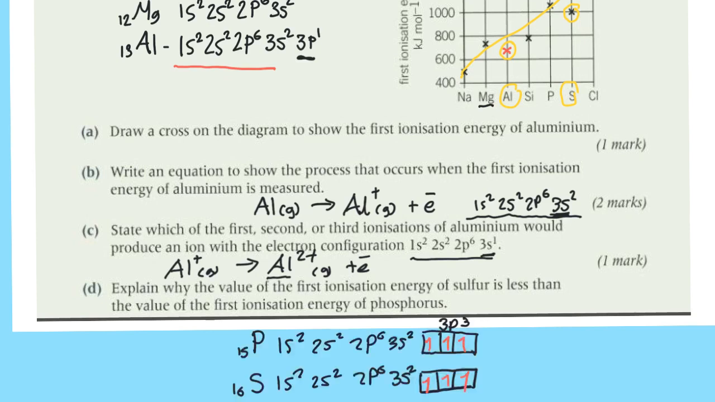If you write out the electron configuration of these 2 elements, there's phosphorus and there's sulfur, the shielding is the same and the electrons are going into the same energy level, so the same distance from the nucleus, but the 4th 3p electron is forced to pair up in sulfur, and that causes some repulsion between those electrons, and therefore less energy is required to remove that electron.